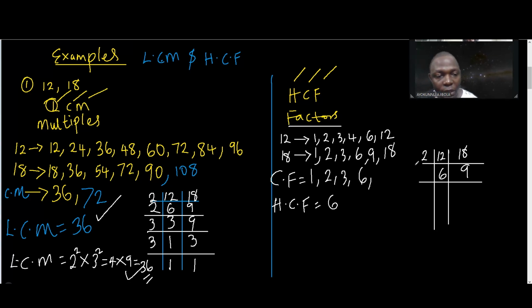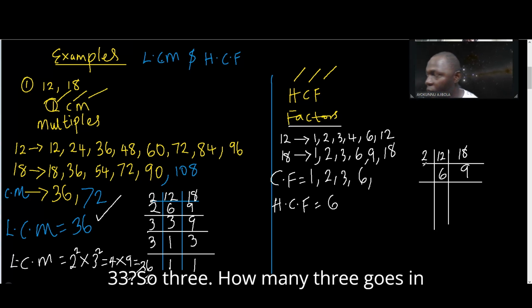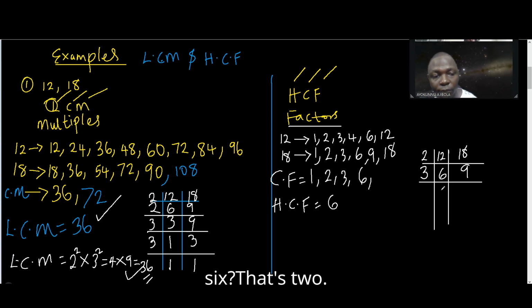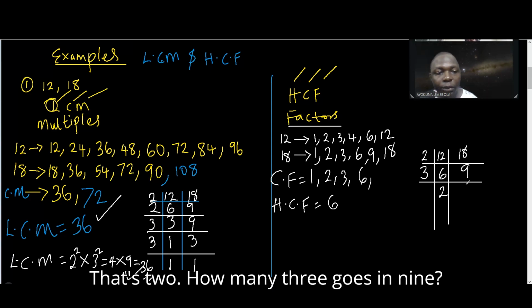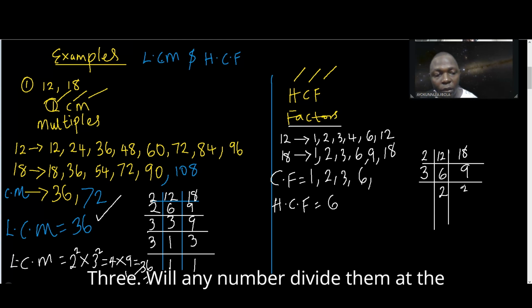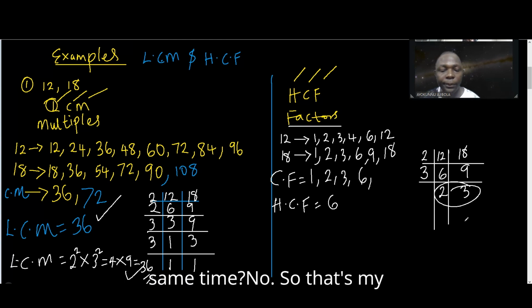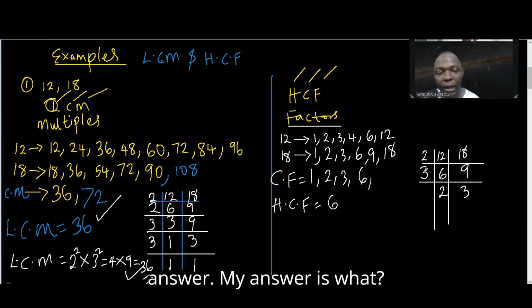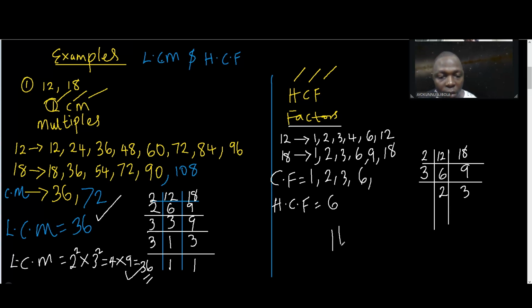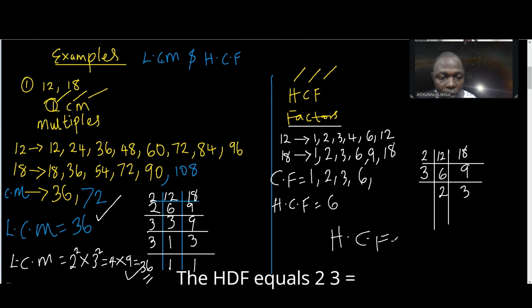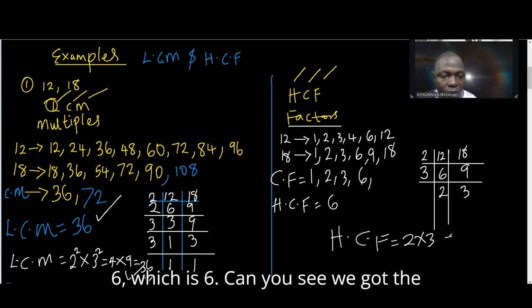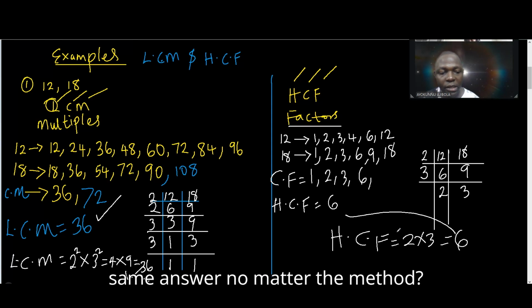So what else can I use now? 3. How many 3 goes in 6? That's 2. How many 3 goes in 9? 3. Will any number divide them at the same time? No. So that's my answer. The HCF equals 2 times 3 equals 6. Can you still get the same answer no matter the method? Yeah. Good.